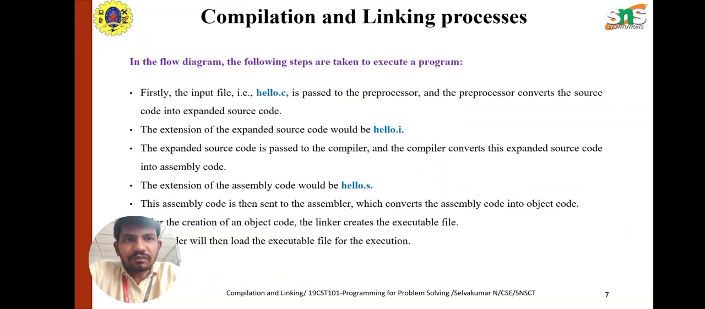In the flow diagram, the following steps are taken to execute a program. First, the input file, for example hello.c, is passed to the preprocessor, which converts the source code into expanded source code with the extension hello.i. The expanded source code is passed to the compiler, which converts it into assembly code with the extension hello.s. This assembly code is sent to the assembler, which converts it into object code. The linker then creates the executable file, and the loader loads the executable file for execution.